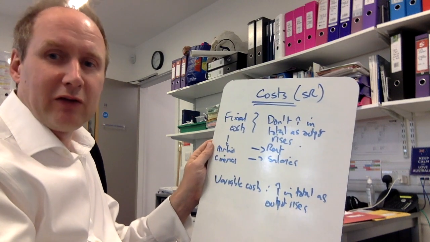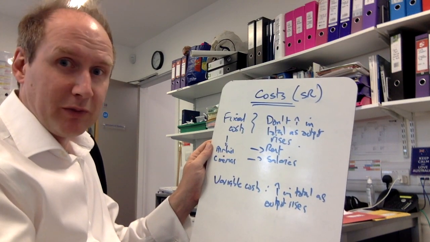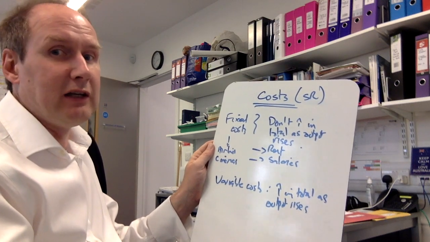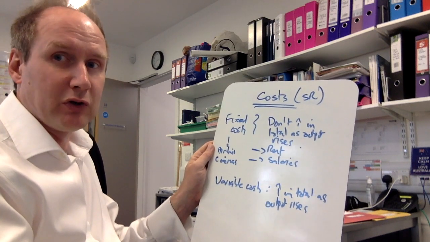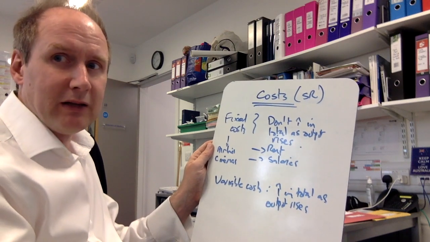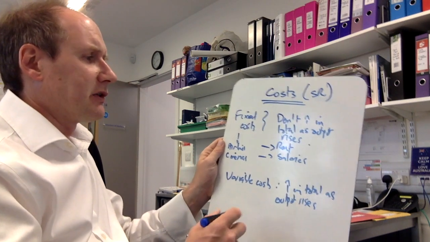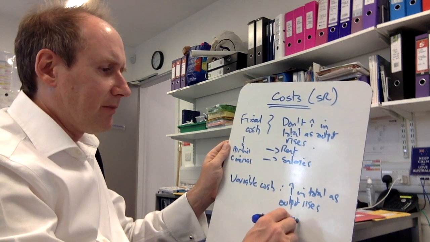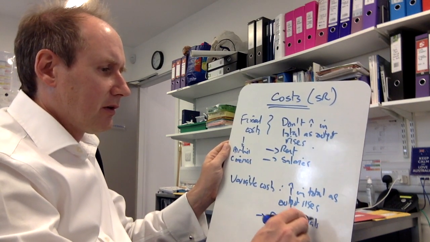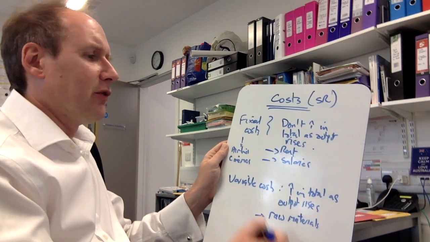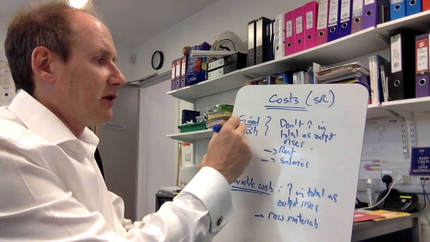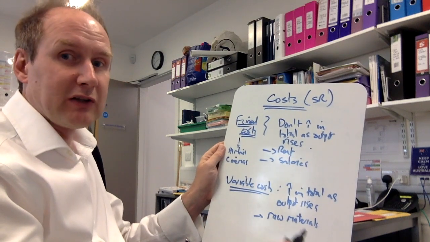So if you're a taxi driver, for an extra customer, you've got to pay for more petrol. We came up with fast food joints. They need more burgers and buns and cheese and so on and so forth. So these tend to be things, particularly like raw materials. So the more output, the more your variable costs will be in total. The more output, your fixed costs in total will stay the same.